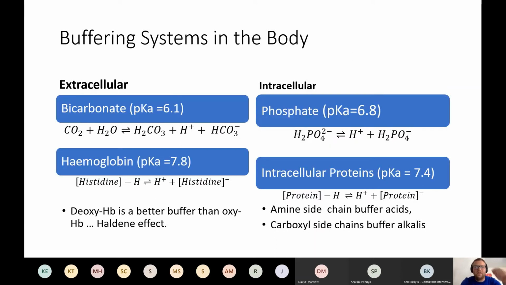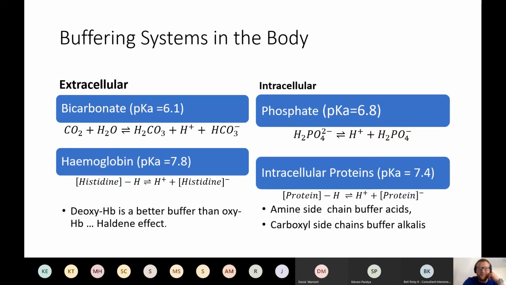So there are other buffer systems in the body. So in the extracellular fluid and the plasma, I've talked about bicarbonate a lot. That's probably one of the most important ones, if not the most important one. Hemoglobin also acts as a buffer as well. So hemoglobin's got a histidine residue on it, which can act as the buffer for acids. And because of the Haldane effect, deoxyhemoglobin is a better buffer than oxyhemoglobin.